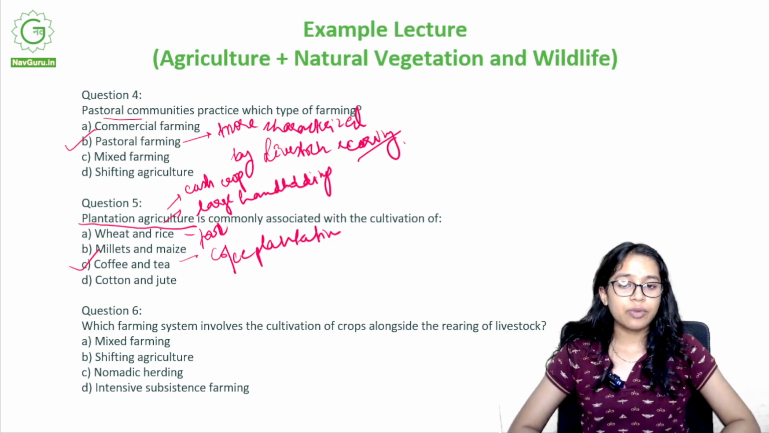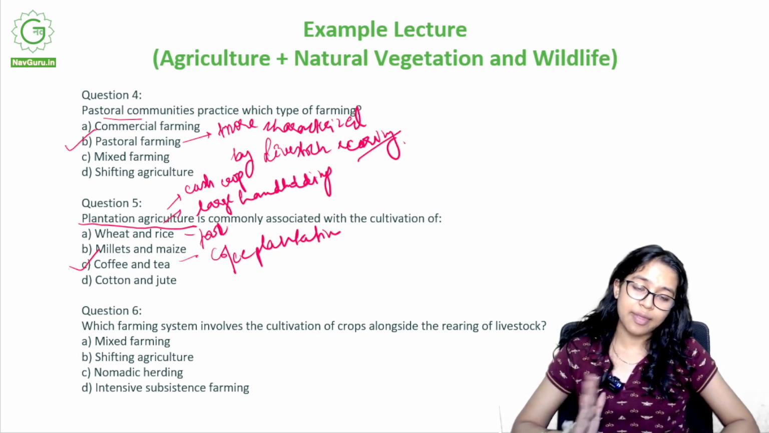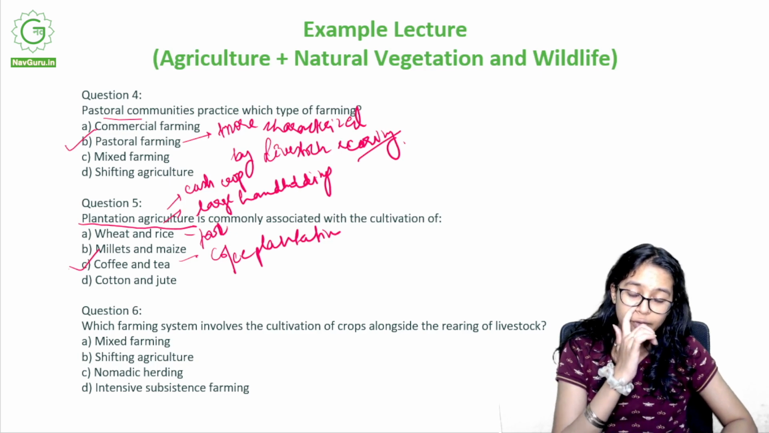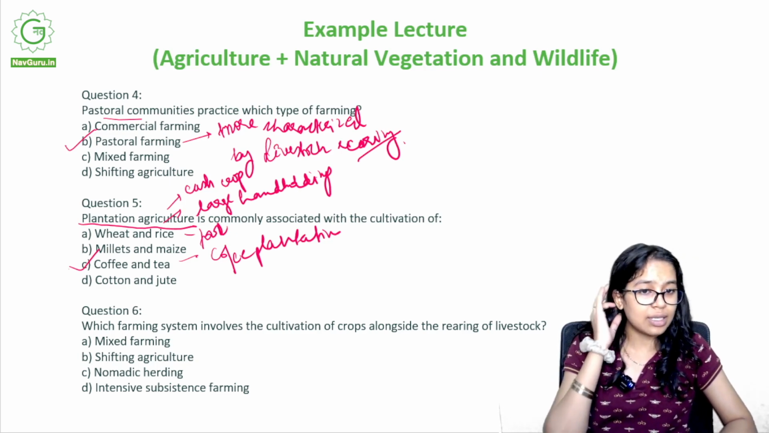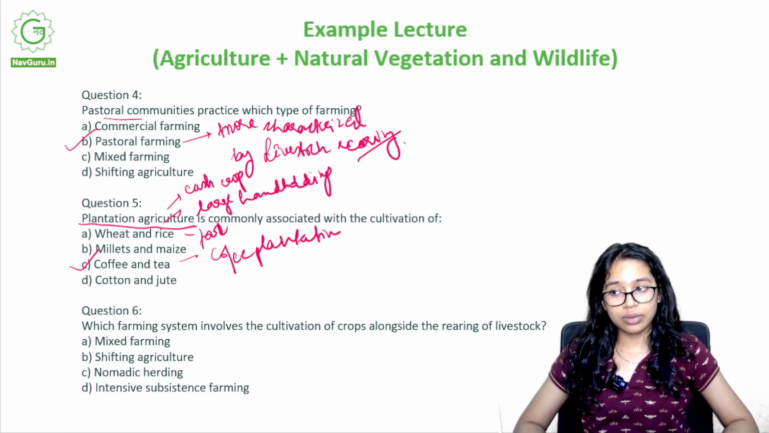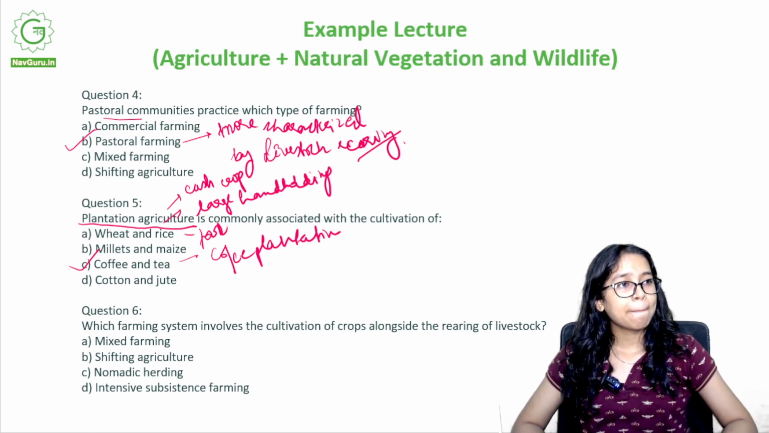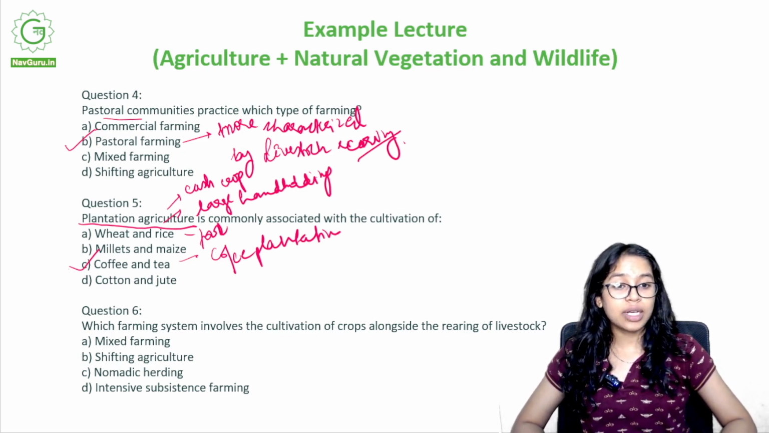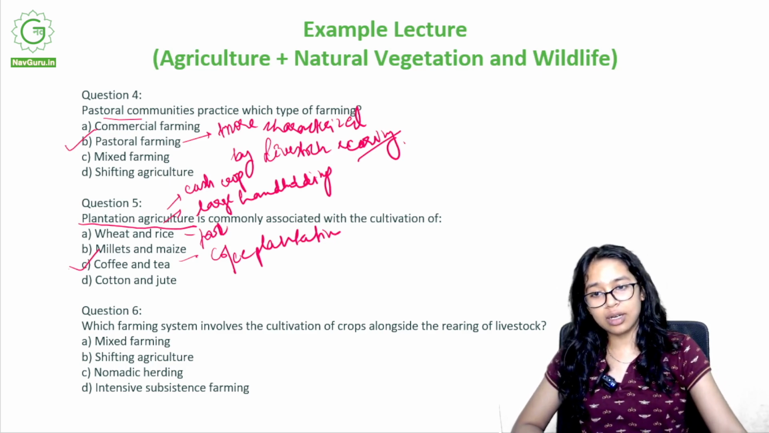Which farming system involves the cultivation of crops alongside the rearing of livestock? So there's cultivation of crops as well, and then there is rearing of livestock as well. Which of these farming systems has that as a characterizing feature, something that is associated with it? So which of these farming is it? It's mixed farming.